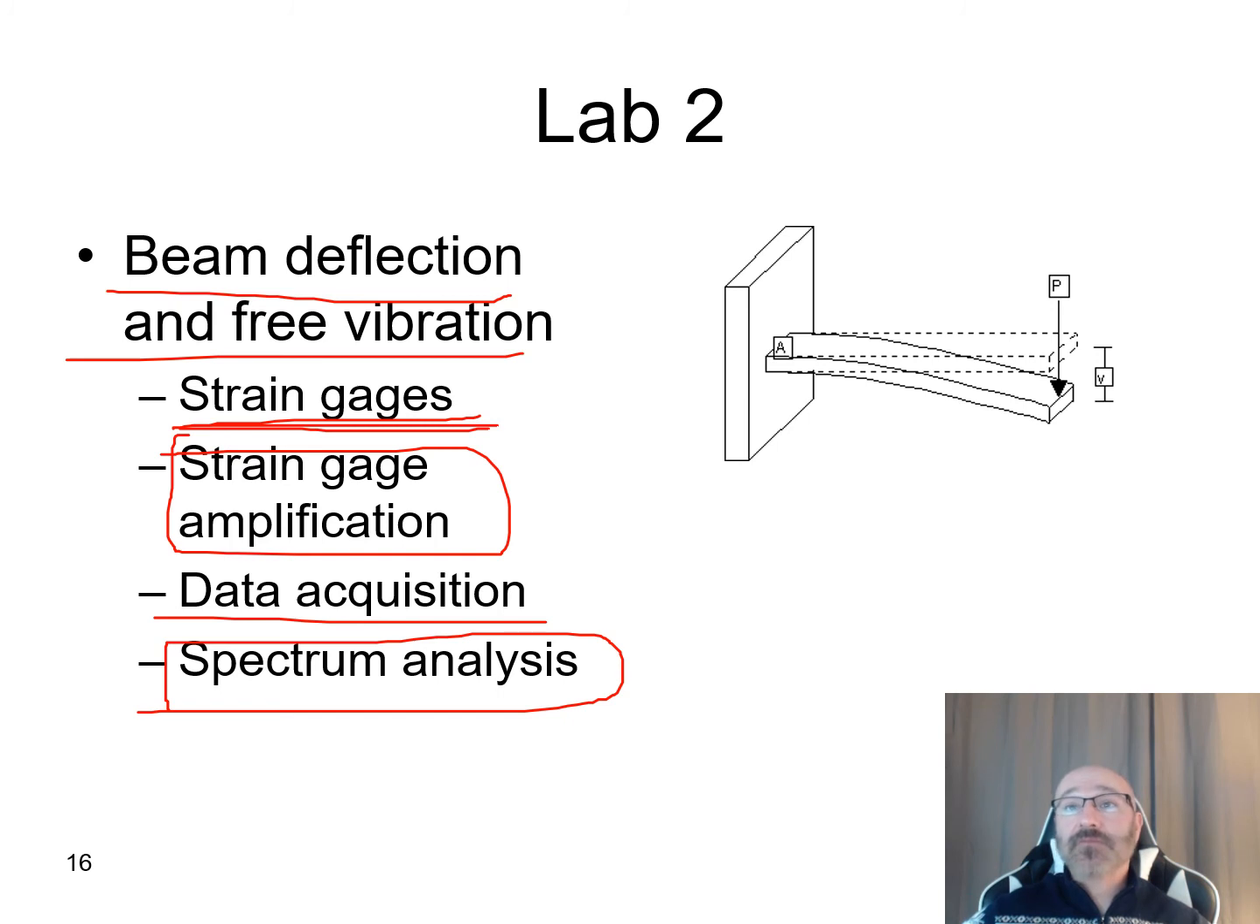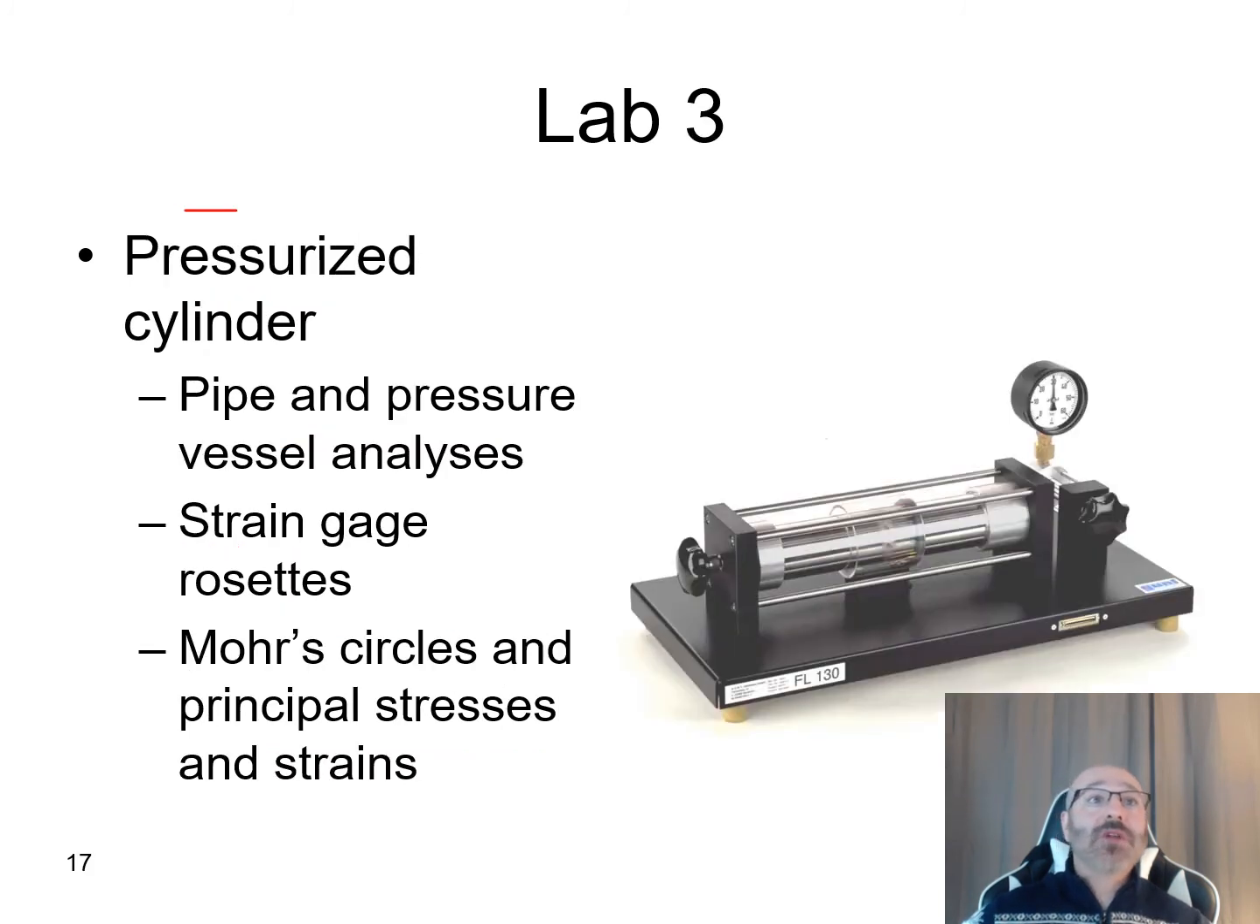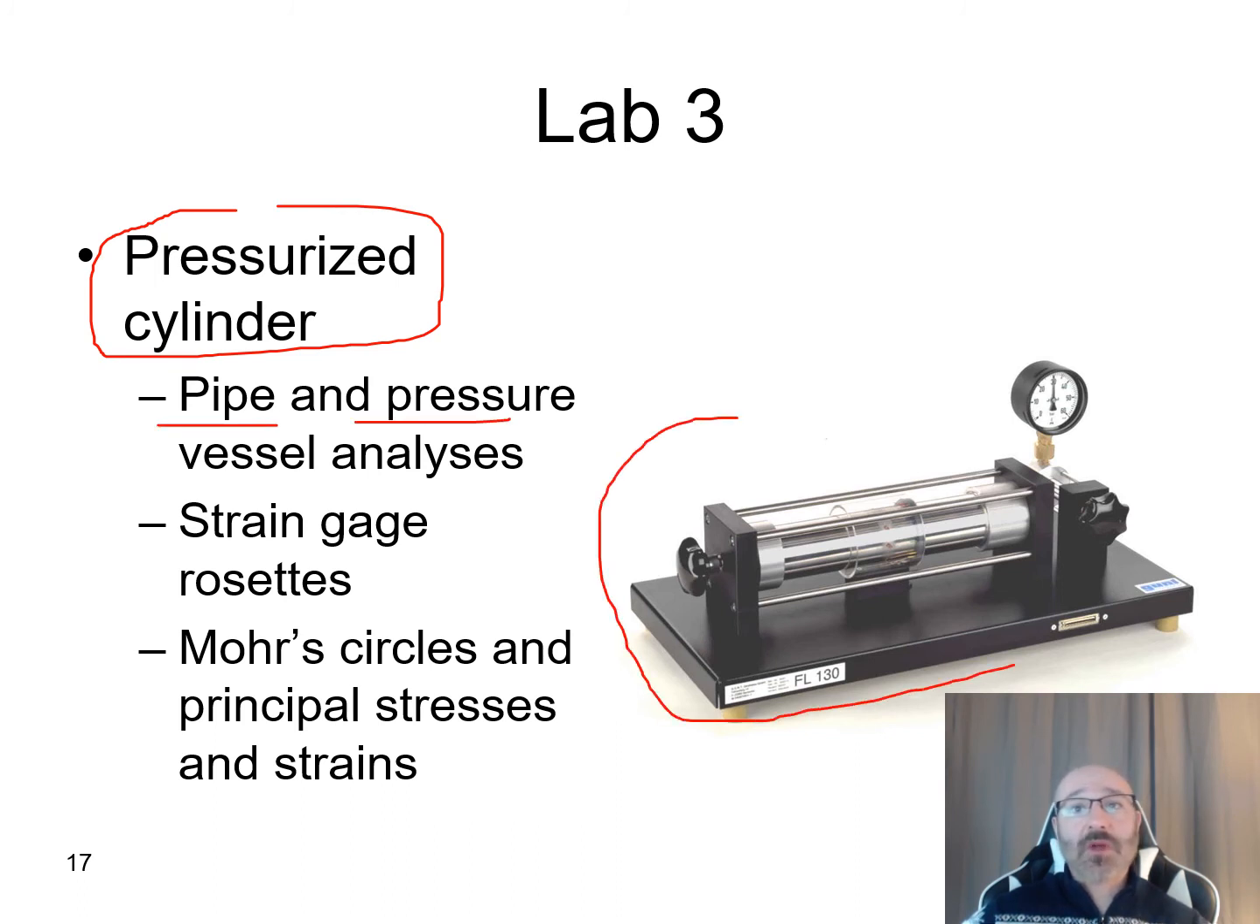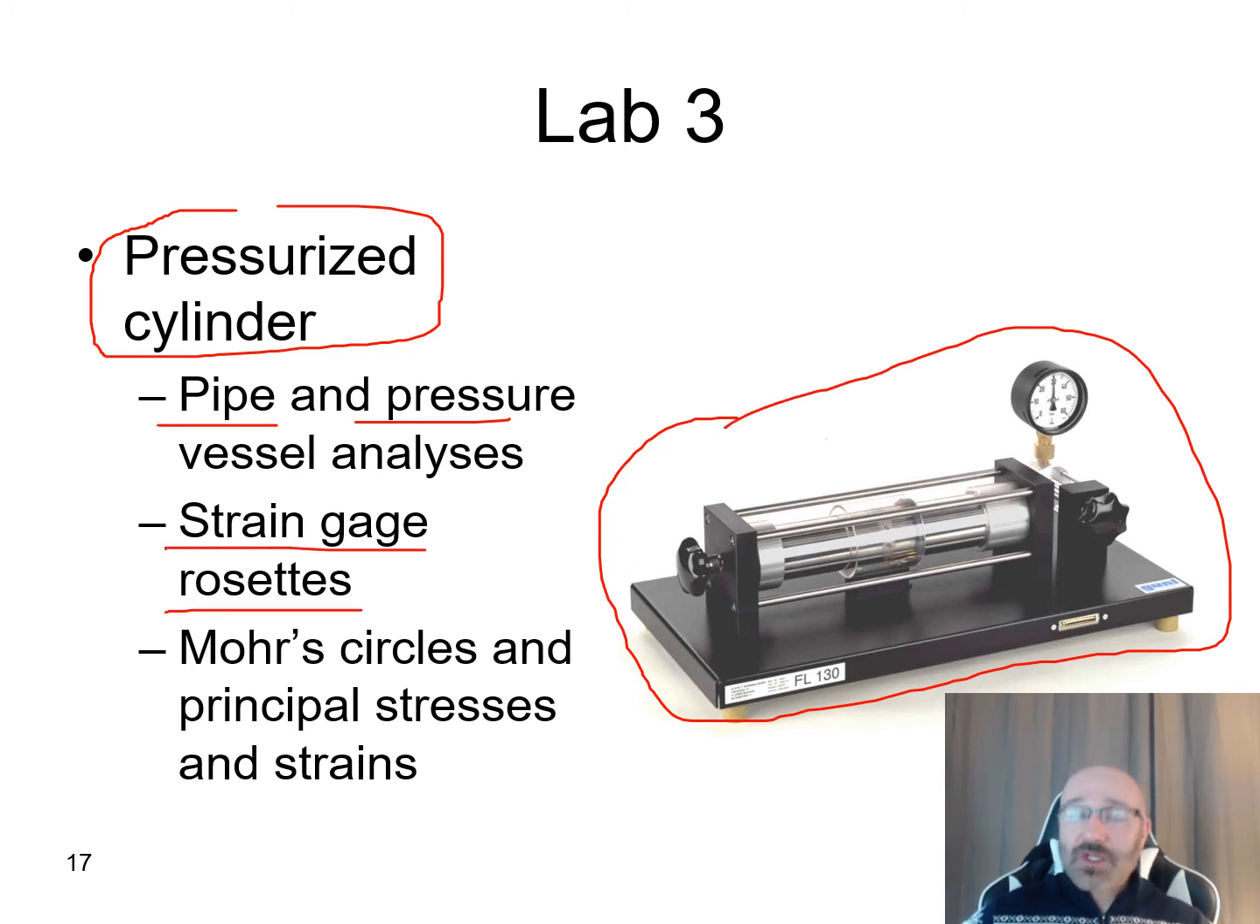Lab 3, we're starting to deal with a pressurized cylinder. So this is going to be a pipe and pressure vessel analysis. You can see here, this is the equipment that we're going to be utilizing. We're going to have some strain gauge rosettes. You're going to need to learn how to use those or refresh yourself on how to use those and acquire data from them. And we're using Mohr's circles and some principal stresses and strains for the data analysis.